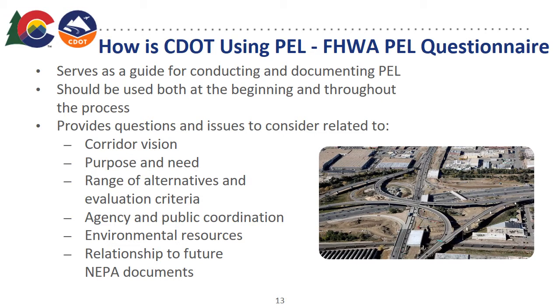So the FHWA PEL questionnaire, which was developed here in Colorado, is intended to guide the PEL process and provide documentation with the submittal of the PEL. The questionnaire is used at the beginning to help scope a PEL study and is continually used throughout the PEL process to verify steps and study assumptions. FHWA will review the questionnaire at the end of the study. It includes questions related to things like corridor vision and the purpose and need, the range of alternatives and evaluation criteria, agency and public coordination, environmental resources, and the relationship to future NEPA documents.